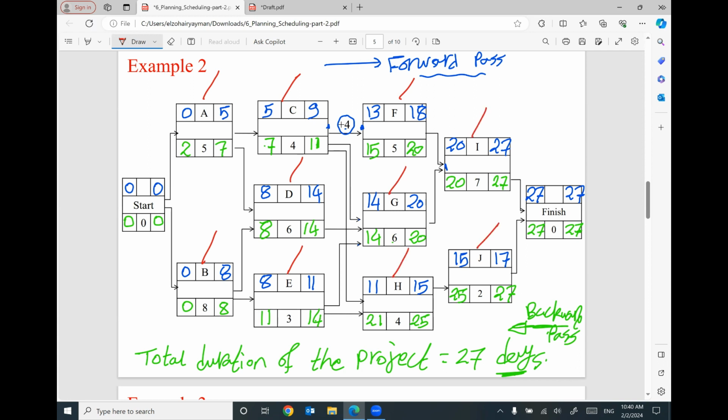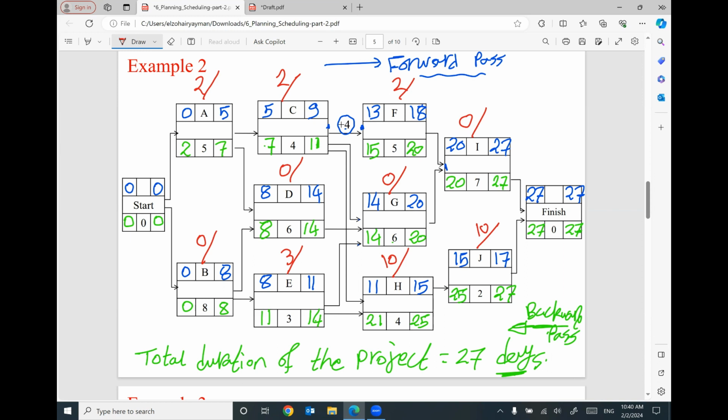Total float is a big deal. So the total float here will be 2. The total float here will be 0. We have here 3. We have here 0. We have here 2. We have here 2. We have here 0. We have here 0. We have here 10. Wow. We have here 10. These are the total floats.